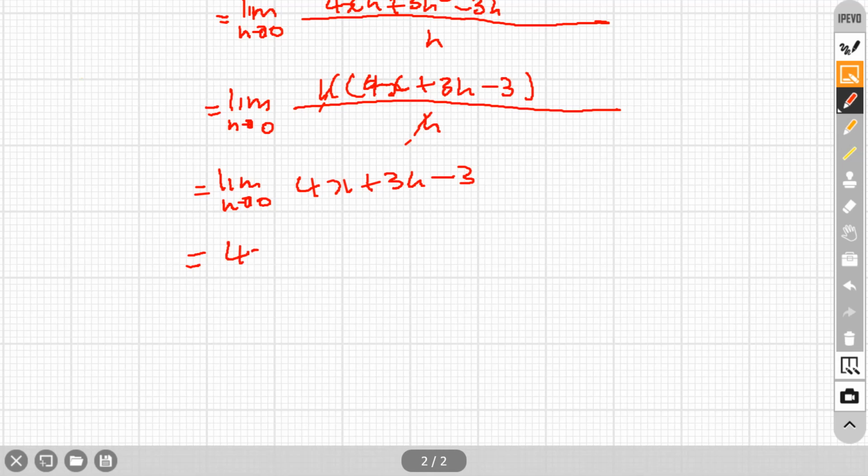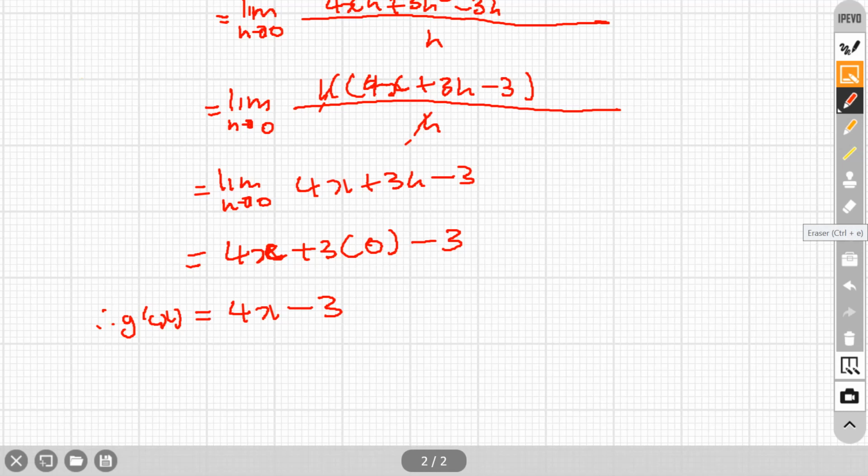So we get 4x plus 2 into 0 minus 3. Then we get our g prime of x as 4x minus 3. So that's how you differentiate using the first principle. So catch you in my next videos, guys.